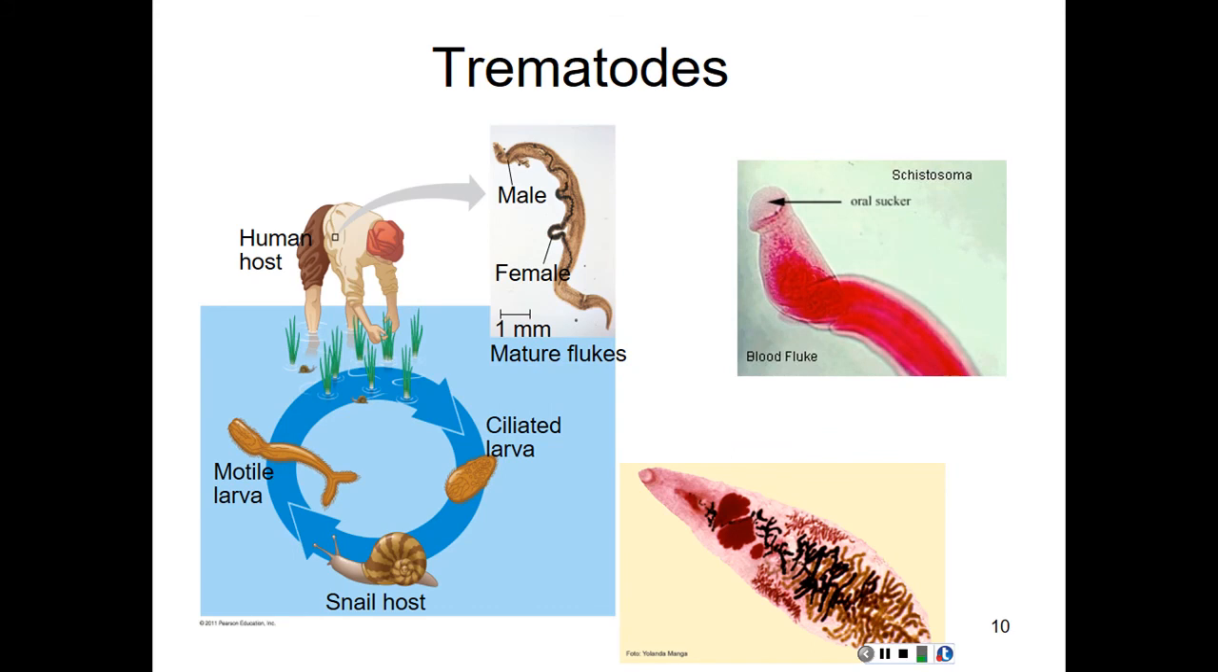So I'm going to talk about two different types of parasitic flatworms that can be a problem for mammals, even humans. The first group are known as the trematodes. Sometimes we also call these the flukes. These have a wide range of hosts and complex life cycles, usually that involve two hosts.